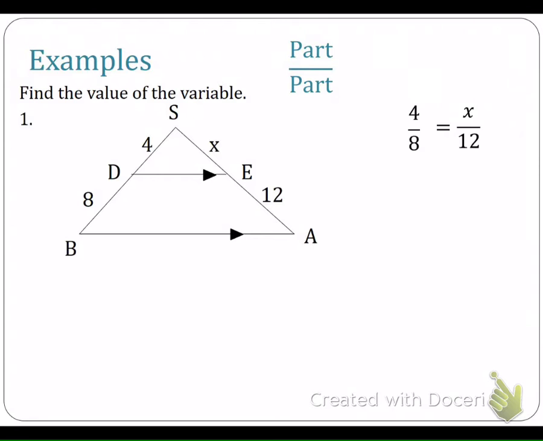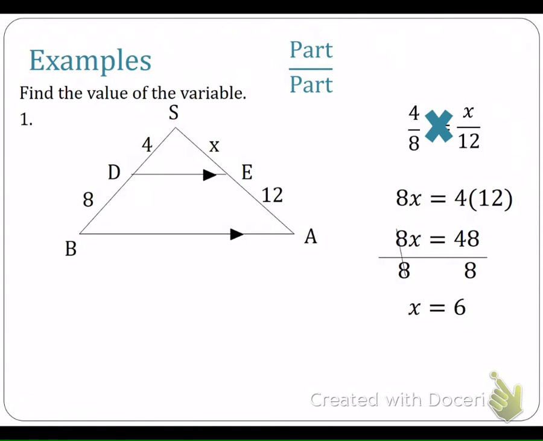Now you just cross multiply like we've been doing. So 4 times 12 equals 8 times x. Or 8 times x equals 4 times 12. That's 48. So what's your x going to equal? 6. What are your questions?